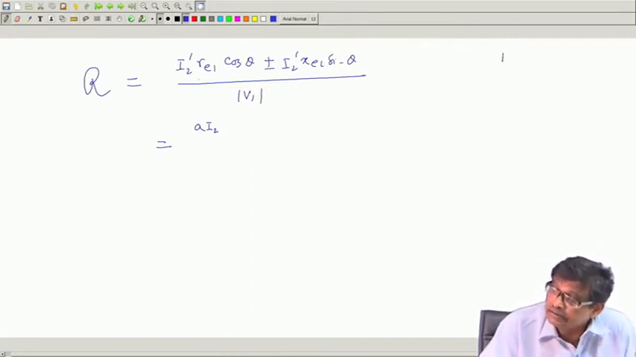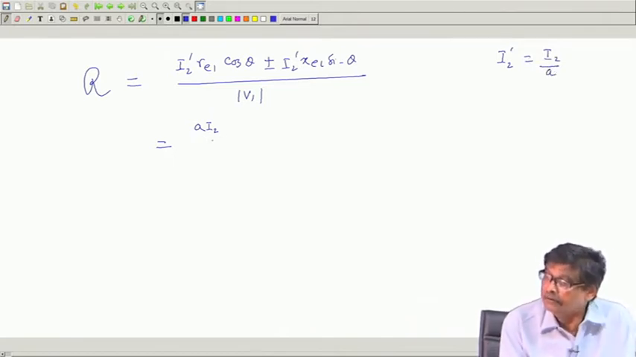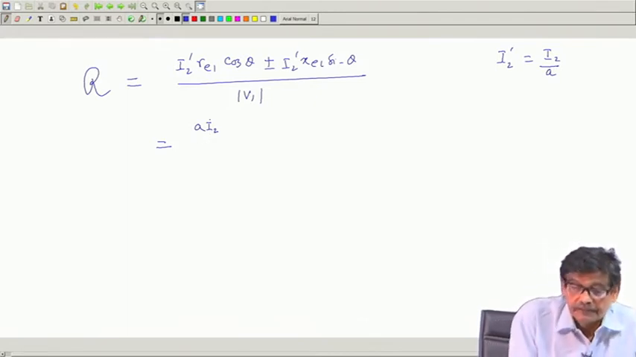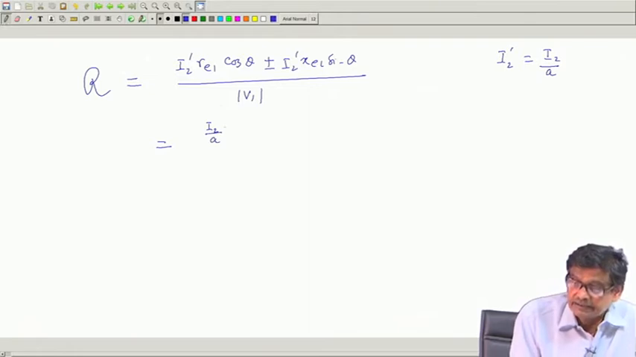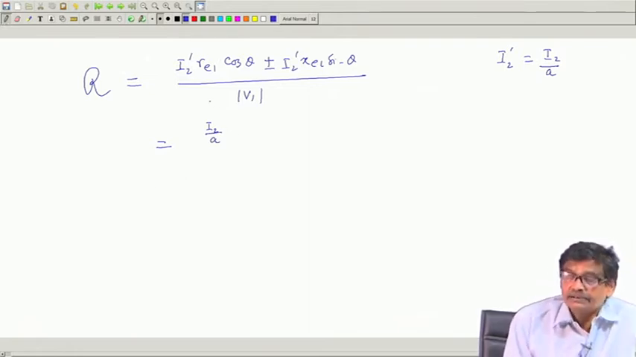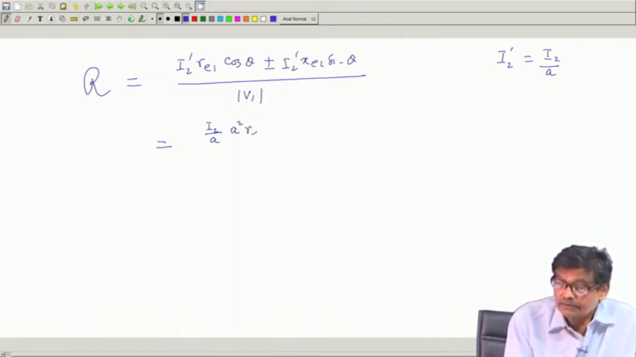I 2 dashed is equal to I 2 by A. So, I 2 dashed, sorry, I 2 by A. Let us see, hopefully things will come correctly. I 2 by A I can write R e 1 is equal to, I can write in terms of R e 2 like this.